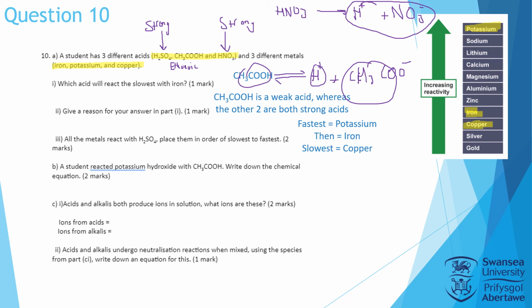So part B is writing down a chemical equation using the ethanoic acid. So a student reacted potassium hydroxide with ethanoic acid. So potassium hydroxide is KOH plus the CH3COOH. That is an H on the end, by the way. And what will this give us? Let me do the animations. We've got base plus acid gives water and salt. So base plus acid, we get water.